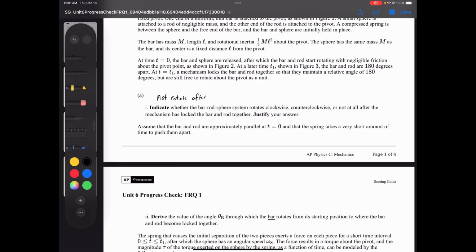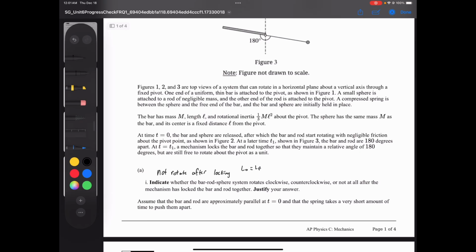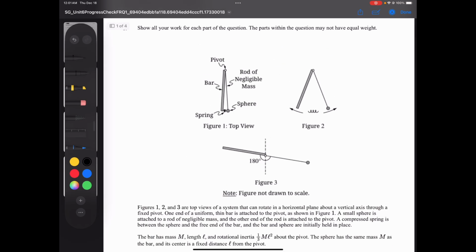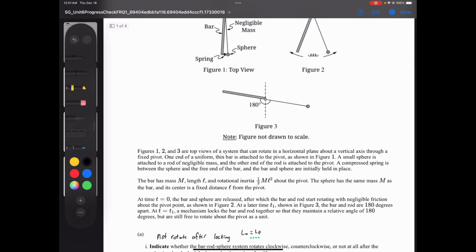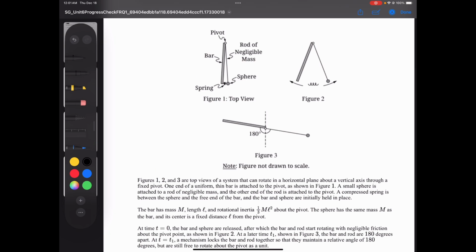The reason it will not rotate after locking is because moment of inertia has to be conserved, right? So I misspoke. Angular momentum has to be conserved. The bar and the sphere start with 0 angular momentum, and this spring is considered to be internal to the system. If I look at this system, I see the bar and the sphere. They initially start not rotating.